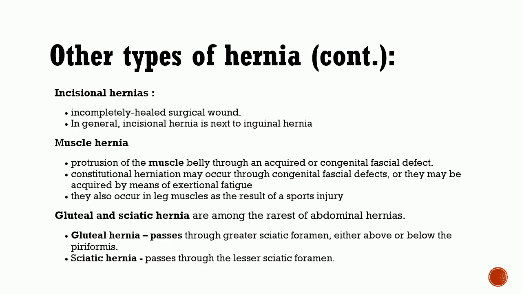Gluteal and sciatic hernia are among the rarest of abdominal hernias. The gluteal hernia passes through the greater sciatic foramen, either above or below the piriformis. The sciatic hernia passes through the lesser sciatic foramen.